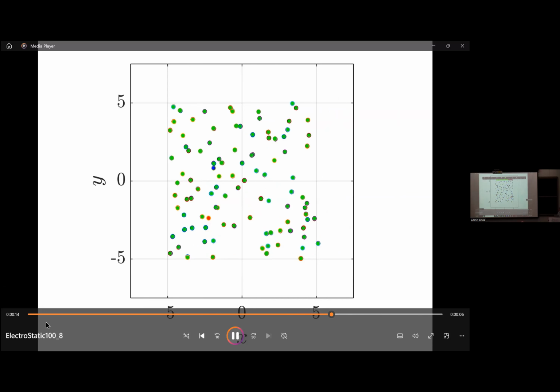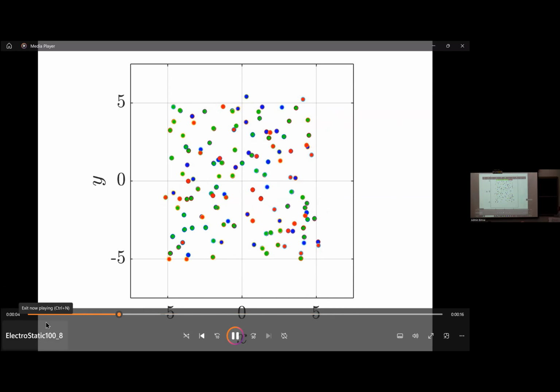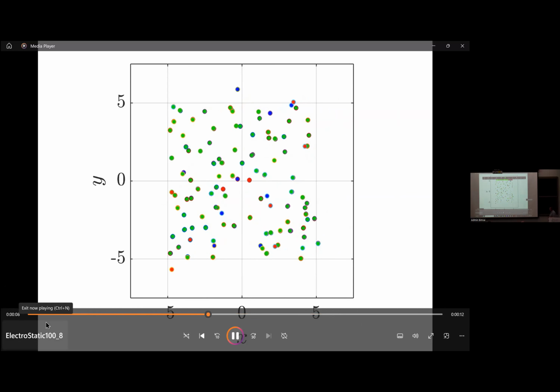Okay, so what you see here, we start with 100 blue points and 100 red points. When two get together, they become green. So that's how we get the green point. I'll start the movie over so you can see what's going on.